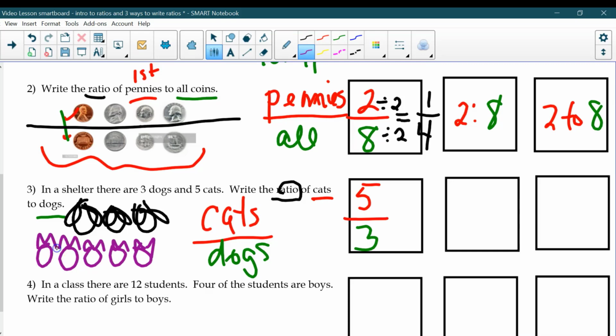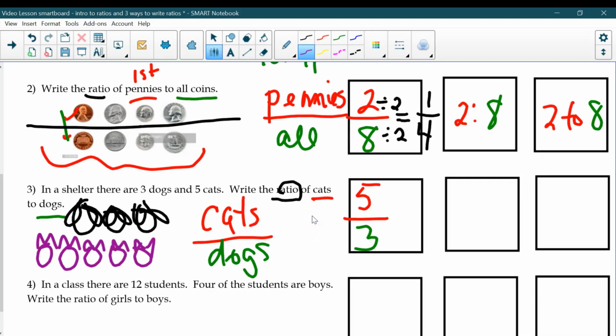Those look like cats, right? Of course they do. Now, if I had the picture, would I be able to say, oh, okay, how many cats are there? I would go and count my 5 cats, right? And I'd put 5 first and 3 dogs. So don't let the fact that it's in a sentence confuse you. You can always go and draw a picture of it to make sure. But be careful with the order.